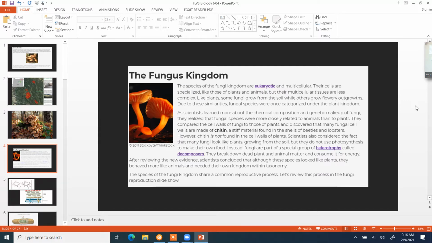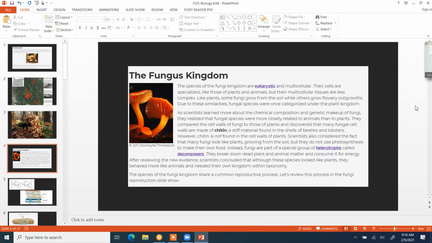And then in the ground, plants have roots, and fungi have something that looks similar to roots. We're going to talk about that later. So in the beginning, people thought that maybe fungi were a type of plant. But as they studied more and more, they figured out that fungi are very, very different.